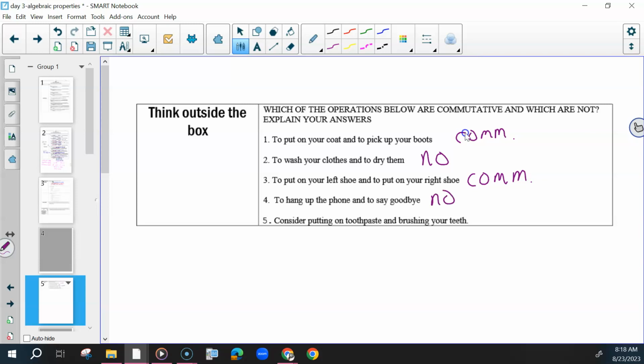Putting on toothpaste and then brushing your teeth. Yes, the order matters. So that would not be commutative, because if I brush my teeth without toothpaste, then it really doesn't work. Right, so it would not be commutative. So commutative means order doesn't matter.